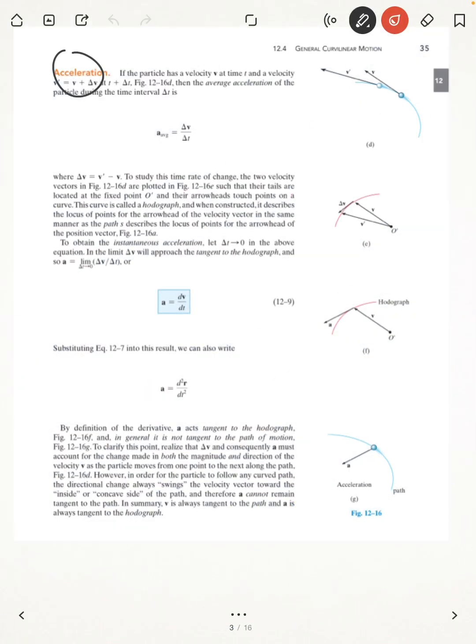Now, what is acceleration? There are two kinds of acceleration: one is average acceleration, and another is instantaneous acceleration. The average acceleration is the change of velocity with respect to time, and if del t approaches 0, it can be written as instantaneous acceleration, which is dv by dt.